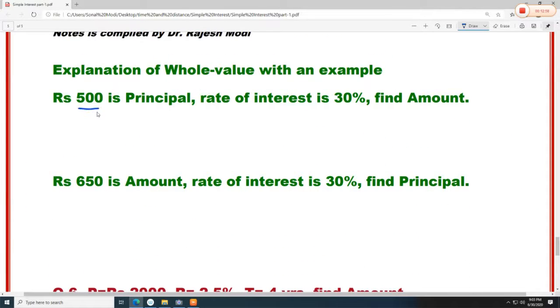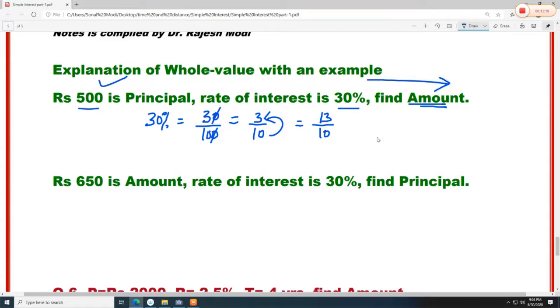Let's say 500 is the principal and the rate of interest is 30%. 30% is 30 over 100, so it is going to be 3 over 10. Now you have to add, so 10 plus 3 is 13 over 10. Now the principal amount is given and you have to find out the amount, so it means the arrow is going straight. So 500 into 13 over 10, so 650 is the amount.